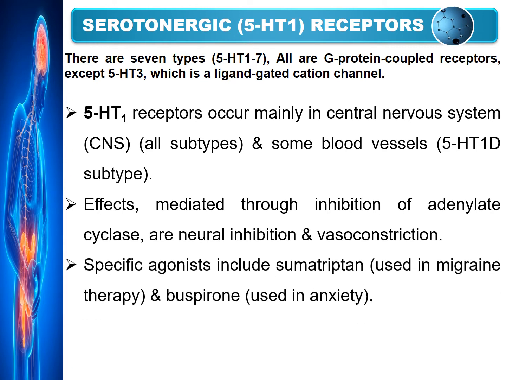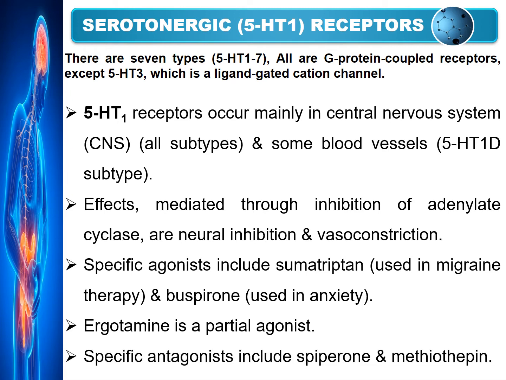Then, if you talk about the specific agonists of the 5-HT1 receptor, they include sumatriptan, which is used in the therapy of migraine, and buspirone, which is used in the therapy of anxiety. Then ergotamine is a partial agonist of the 5-HT1 receptor. Then the specific antagonists of the 5-HT1 receptor include spiperone and methiothepin.